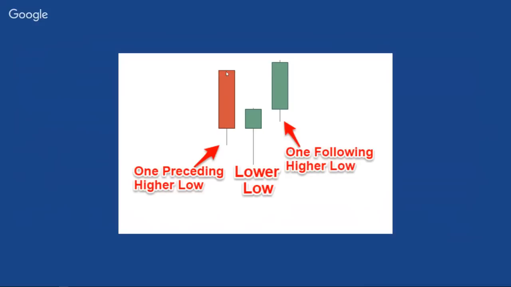So the second candle needs to have a lower high and a lower low than the first candle. And then the third candle has to have a higher high and a higher low than the second candle. That's the next step.